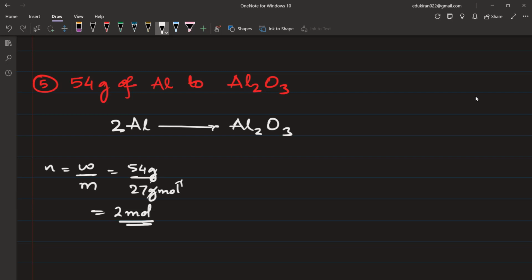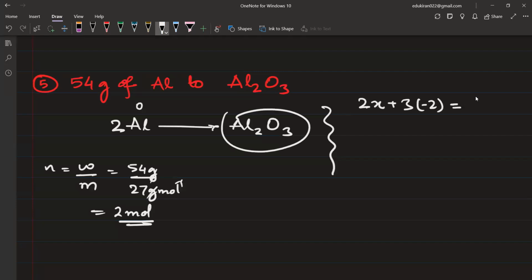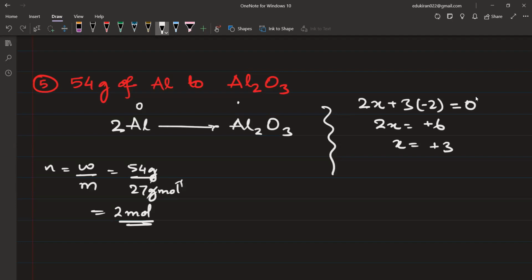this aluminium here, what oxidation state does it have? Here it is 0. For the aluminium in Al2O3, if I look, 2x plus 3 into minus 2, because there are 2 aluminium, that is why 2x, and 3 oxygen, with the oxidation state of oxygen being minus 2. This is equal to 0, since the whole molecule is neutral. That means 2x is equal to plus 6, x is equal to plus 3. And aluminium generally has the oxidation state of plus 3.